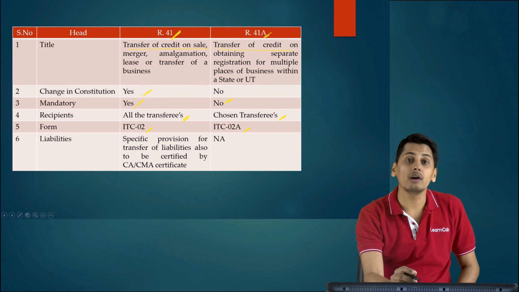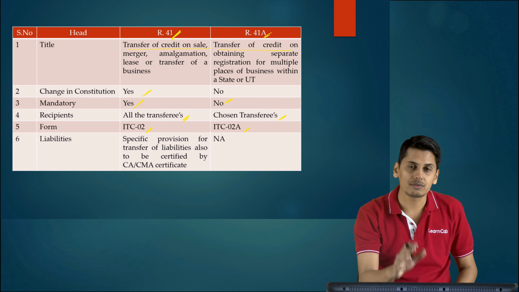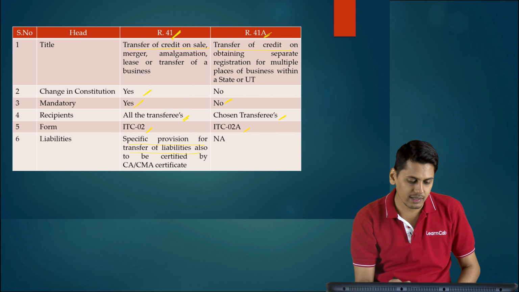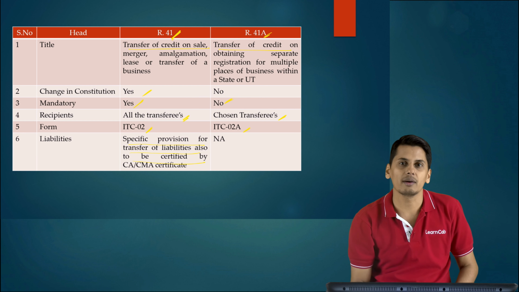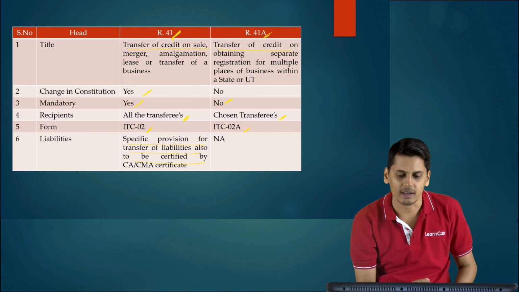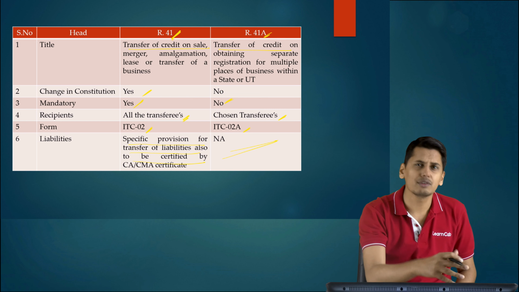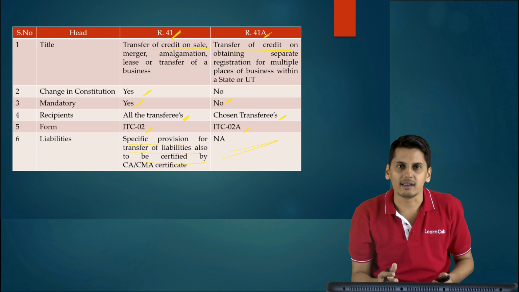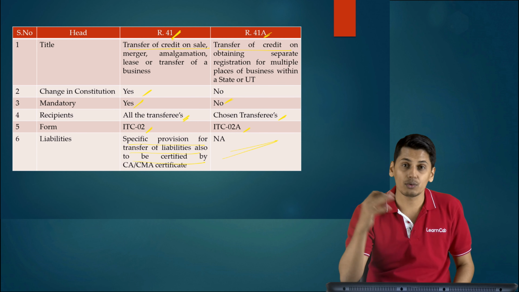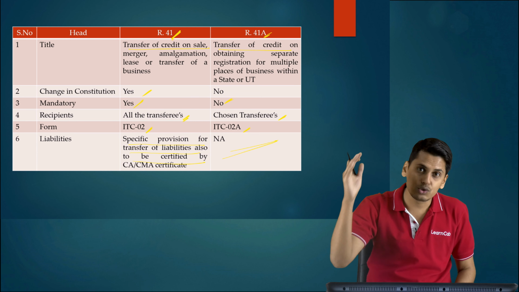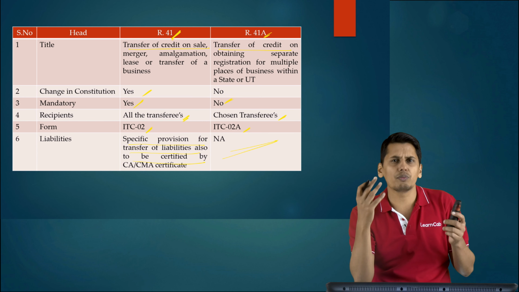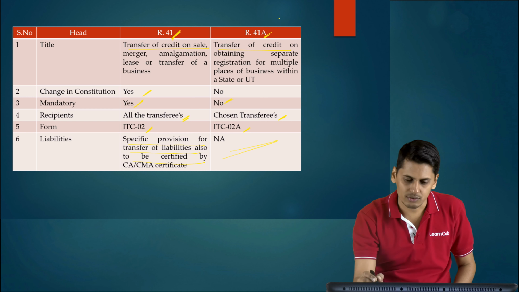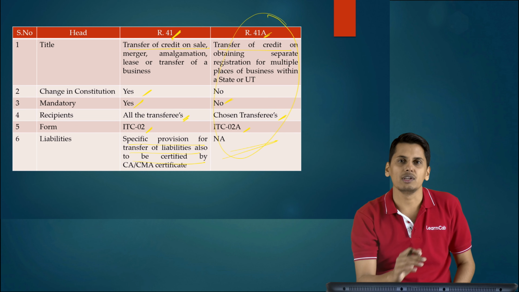Liabilities. Now, if at all you want to transfer this credit, in the case of sale, demerger, etc., there should be a specific provision for transfer of liabilities which has to be certified by a CA or a practicing CMA, and a certificate needs to be obtained. Here there is no such specific provision for transfer of liabilities because there is no change in the constitution of business. It remains within the same PAN. So where is the question of change of liabilities? Where is the question of transfer of liabilities? Since there is no point in transferring liabilities, there is no point in requiring a CA and CMA certificate certifying that the liabilities have been transferred. So this is all about rule 41A, which has been newly inserted.